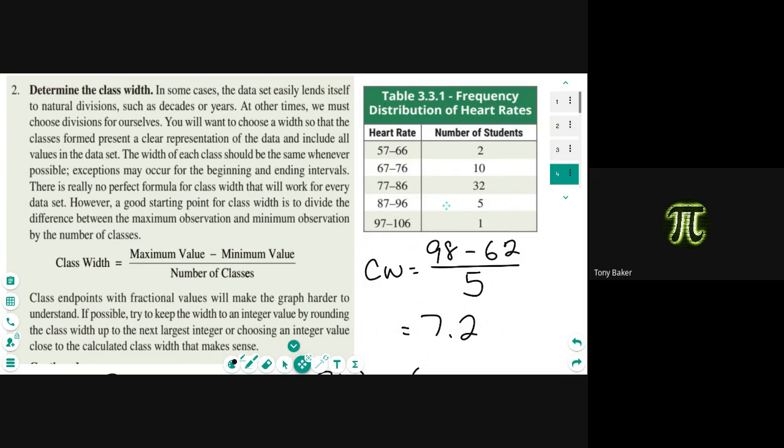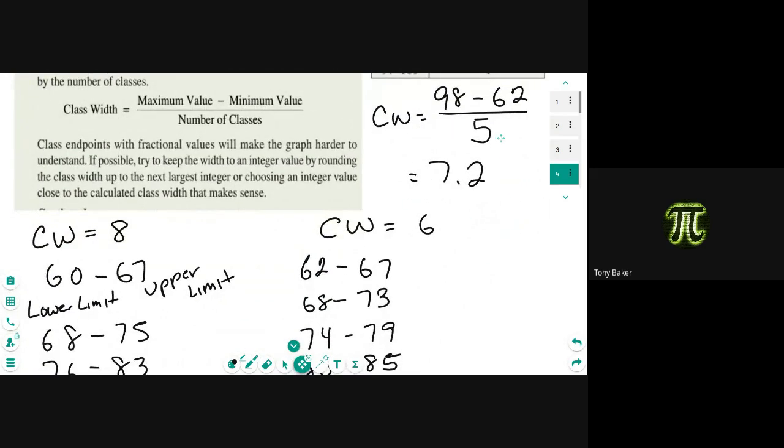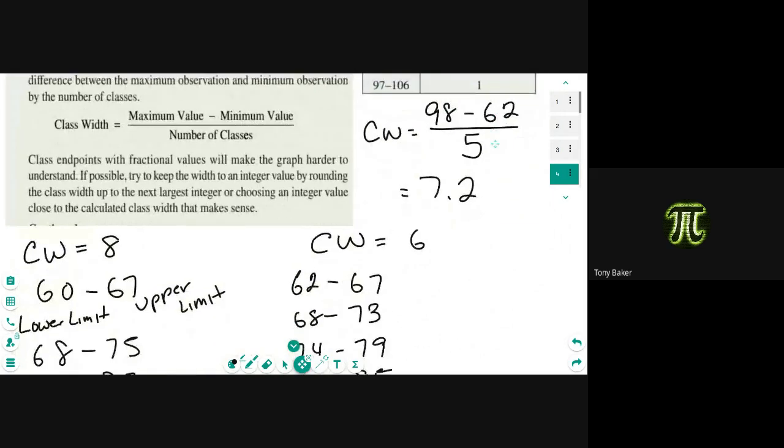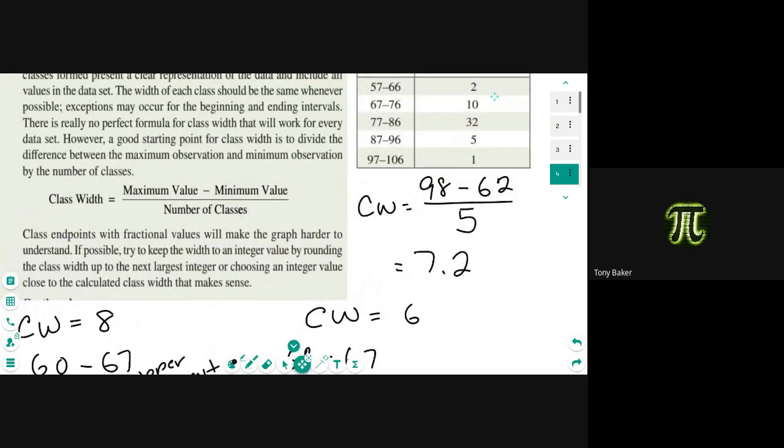Okay. So it's one of those things, like I said, you can sit there, they did 10 for their class width. We did 8 over here and still would have been fine. Even if we did this and made the table, the numbers in that table would not have been exactly the same. It wouldn't have been 2, 10, 32, 5, and 1, because our range was different. Our upper and lower limits were different. But we still would have had a place to put all the numbers. Does that make sense? Or no? Okay.